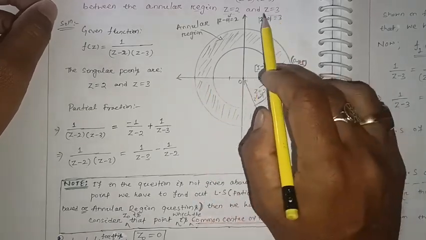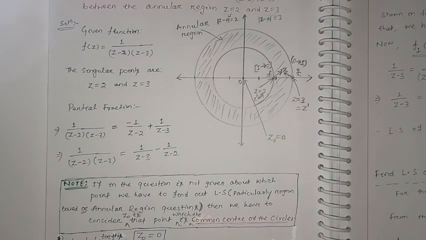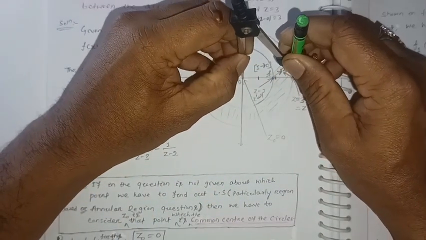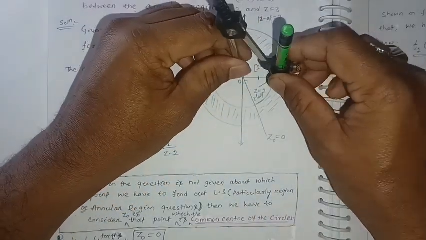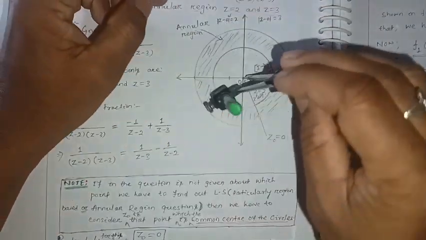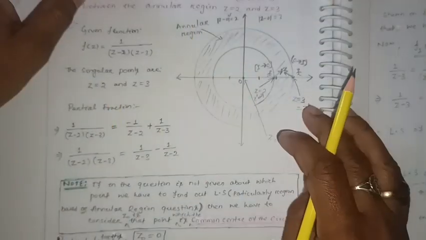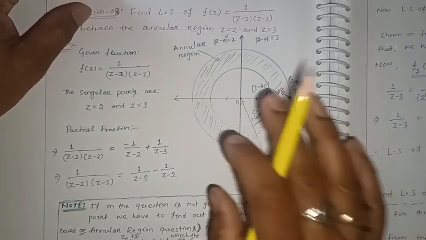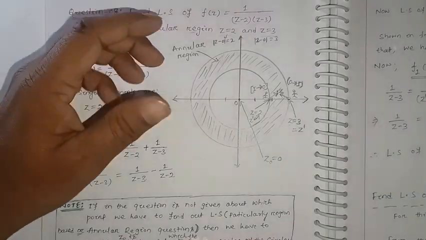So we have to consider 3 as our radius. By considering 3 as the radius, I draw the circle. Then by considering 2 as the radius, I draw the circle. In between those two circles, this is the region, the so-called annular region. And we evaluated the Laurent series that we discussed in detail.